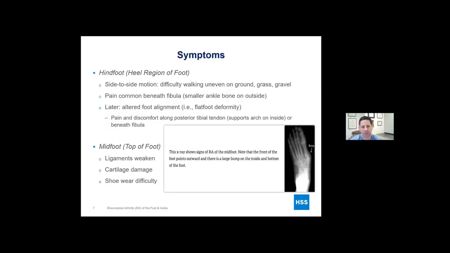Midfoot, also known as the top of your foot. With RA, the ligaments that support the midfoot become weakened and the arch collapses. With the loss of the arch, the foot commonly collapses and the front of the foot points outward. RA also damages the cartilage, causing arthritic pain that is present with or without shoes. Over time, the shape of the foot can change because the structures that support it degenerate. This can create a large bony prominence or bump on the arch. All these changes in the shape of the foot can make it very difficult to wear shoes.